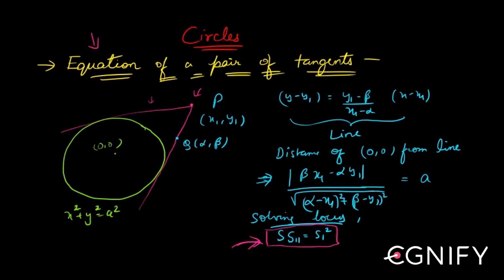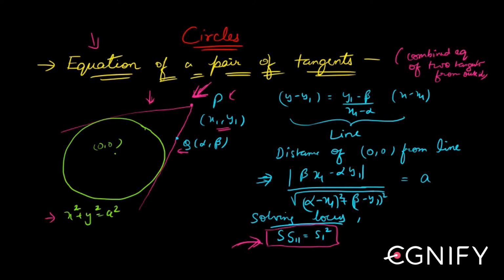Now we have something different. We have a point outside already. From this point, we know that there can be two tangents drawn. Can we get a combined equation of these two tangents? So this is that section. Combined equation of two tangents from outside. And from where? From this point P, whose coordinates are x1, y1.